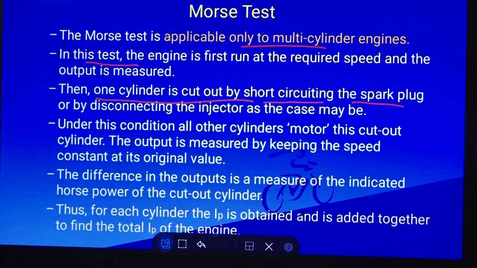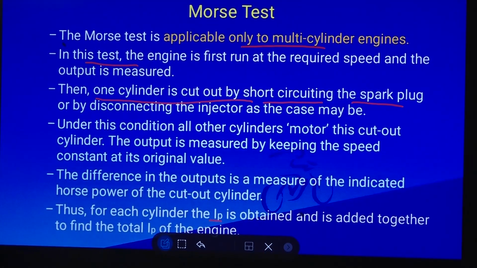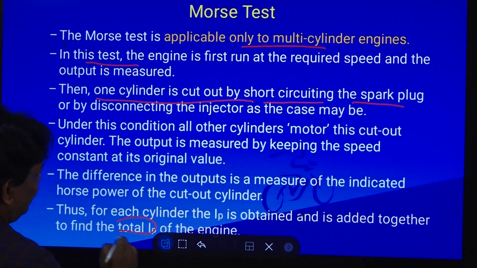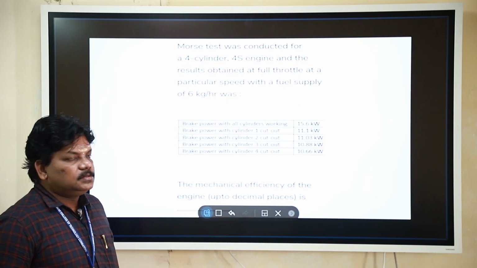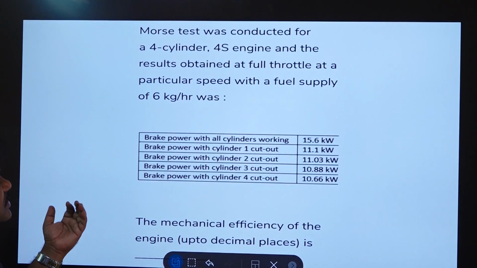So for each cylinder, the indicated power, IP, is obtained and added together to find the total indicated power of this engine. So you are going to find the total IP of the engine. Now we can move on to the problems related to this Morse Test.